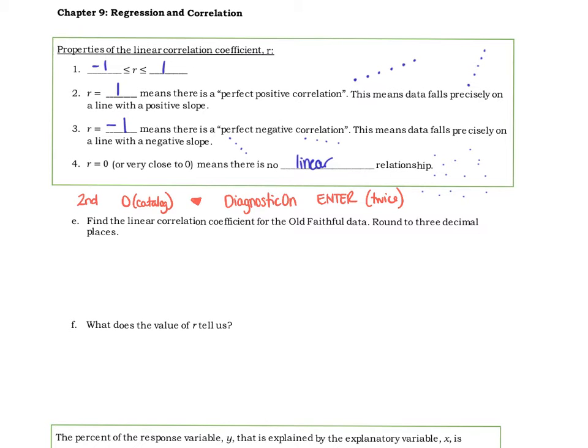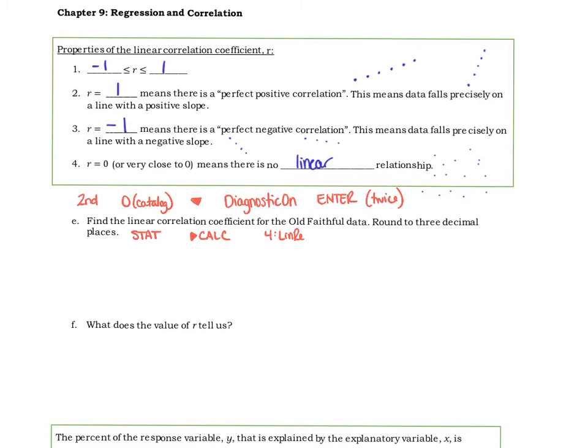Okay, once your data is in there, then what we're going to do is run a linear regression. To do that, you're going to press the Stat button. Then you're going to arrow over to Calc, okay? And then you're going to arrow down to LinReg(ax+b), okay? For me, it's number 4.